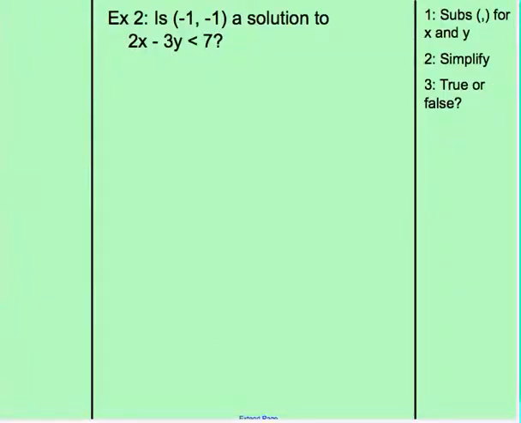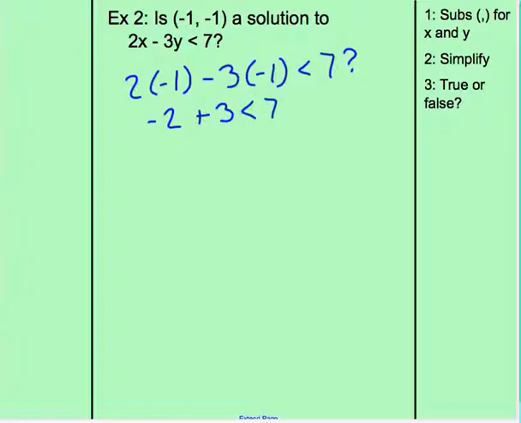One more example for this type. Same process. We're going to substitute or replace -1 for x and replace y with -1, and then check to see if it's true. 2 times -1 is -2. -3 times -1 is +3. And finally, -2 plus 3 is 1. Is 1 less than 7? Yes. So in this case, (-1, -1) is a solution.